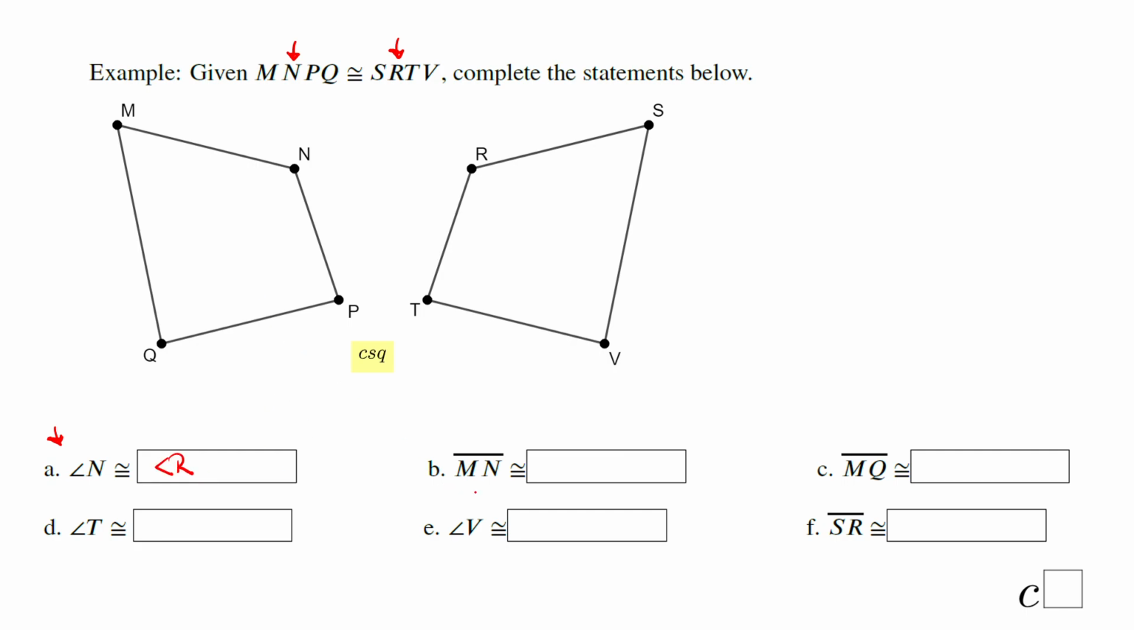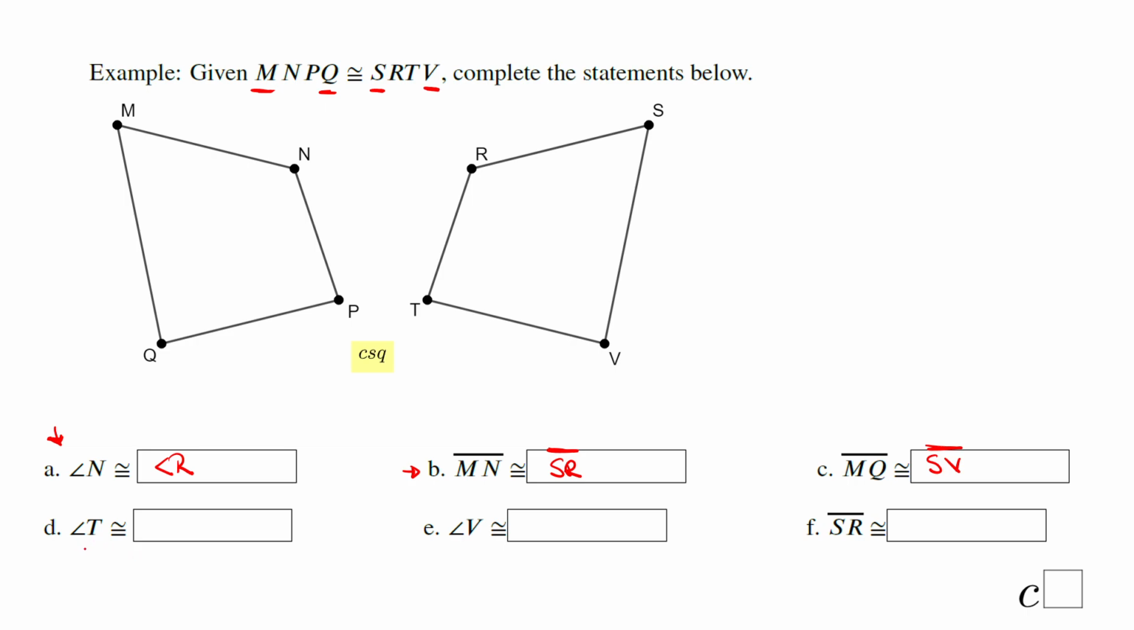Now let's look at the next one, which says segment MN. M is in the first position, so it goes with S, and N is in the second, which goes with R. So here I'm going to say SR. Let's move to the next statement, which says segment MQ. M goes with S, Q goes with V. So you notice how I select them. So we have here SV.